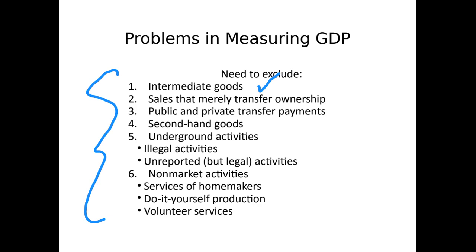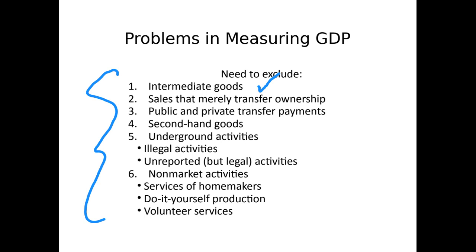Public and private transfer payments. I already discussed this. Transfer payment means when the government is giving money, in terms of subsidies, in terms of scholarships. This money will not produce anything. Second-hand goods will not be included.